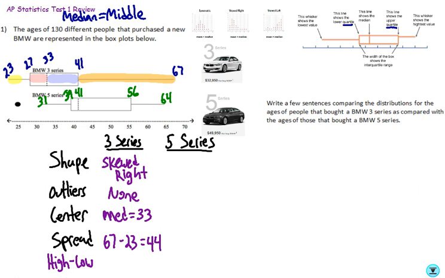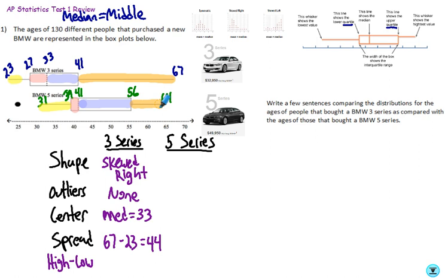So again, there's 4 different sections to this. There's 25% of people that were from 31 to 39. There's another chunk, pretty tightly grouped there between 39 and 41. Then there's another chunk from 41 to 56, and then the last piece from 56 to 64.